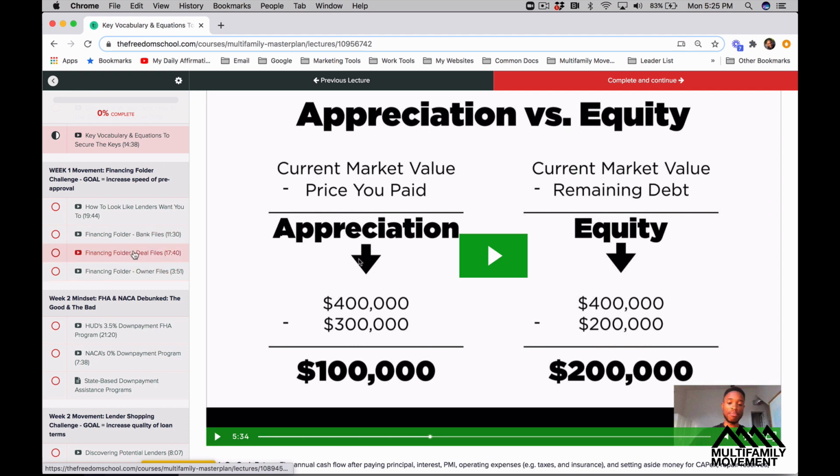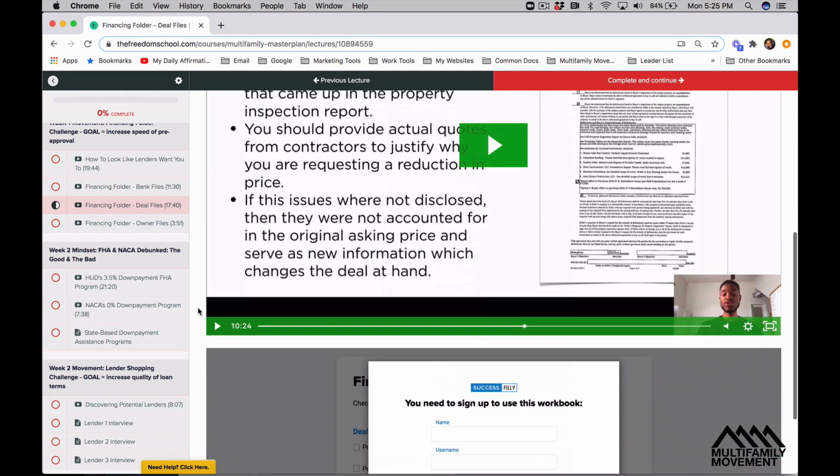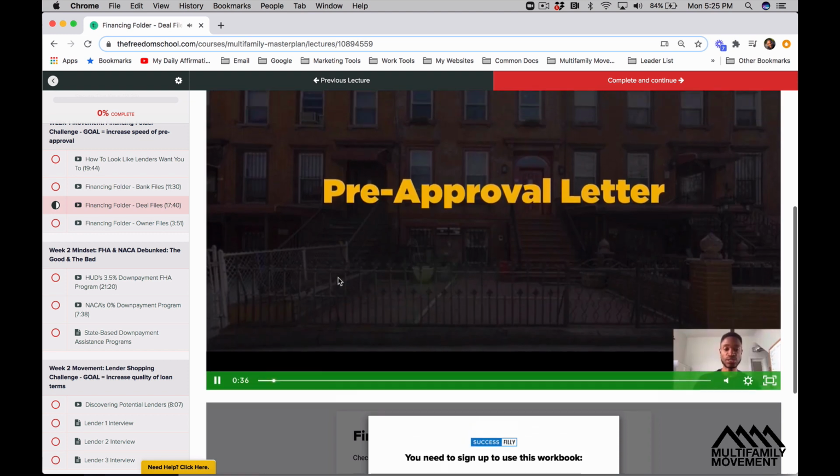So I'll guide you through this really quickly. We have 3 different types of files: your bank files, your deal files, and your owner files. And there's a structure that is set up, let me see if I can show you the basics.